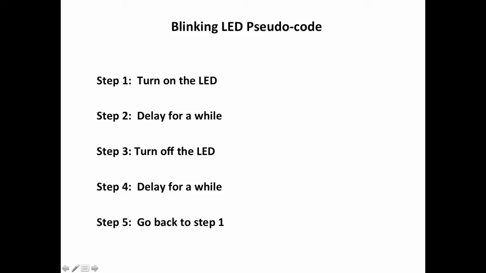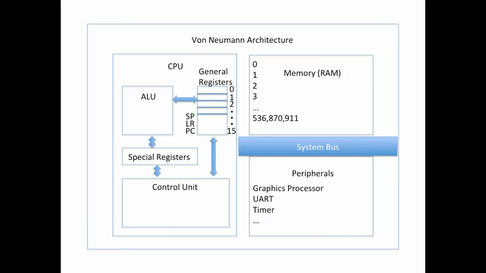Let's start by considering the very first step, turning on the LED. Let's see if we can figure out how to do that, and then we'll move on to the rest of them. As you'll recall from our previous video on the Raspberry Pi architecture, it is a load and store architecture, which means that in order to operate on data, I have to load it into the registers, and then if I want to actually affect memory, I have to store that out into memory. Also, if I want to access peripherals, I use the same load and store mechanisms.